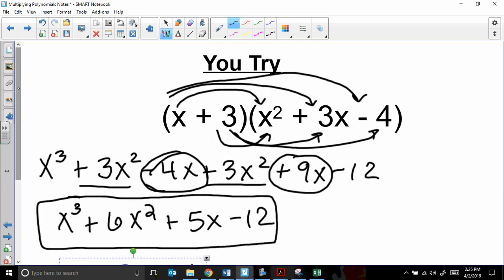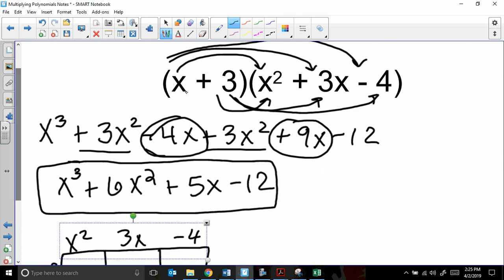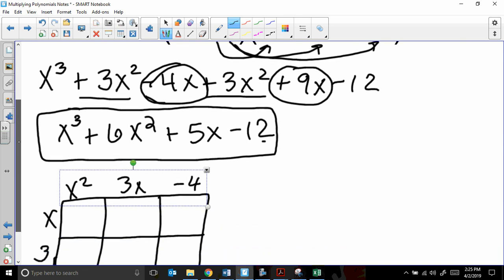And then the last you try probably looked a little different because it was a 2-term times a 3-term. Still do the same thing. X times x squared is x to the third. X times 3x is 3x squared. And x times negative 4 is negative 4x. And then you do 3 times x squared, which is 3x squared. 3 times 3x is 9x. And 3 times negative 4 is negative 12. And you combine like terms. And you would have ended up with x cubed plus 6x squared plus 5x minus 12. And I can't combine anything any further, and it's in order.